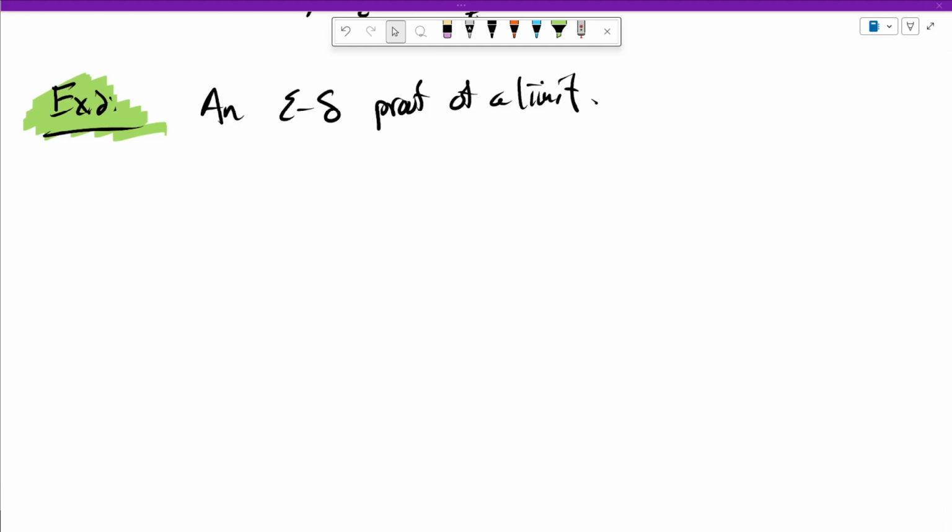Okay, so in this video I'm just going to go over an epsilon-delta proof of a limit, with the understanding that I know not everyone in this class has taken real analysis. So we're not going to worry too much about these things, and you'll learn more of them when you take 4300. But this idea is important to see.